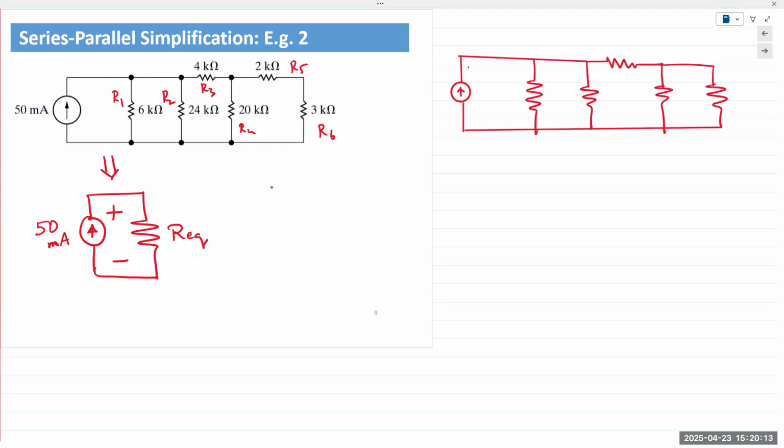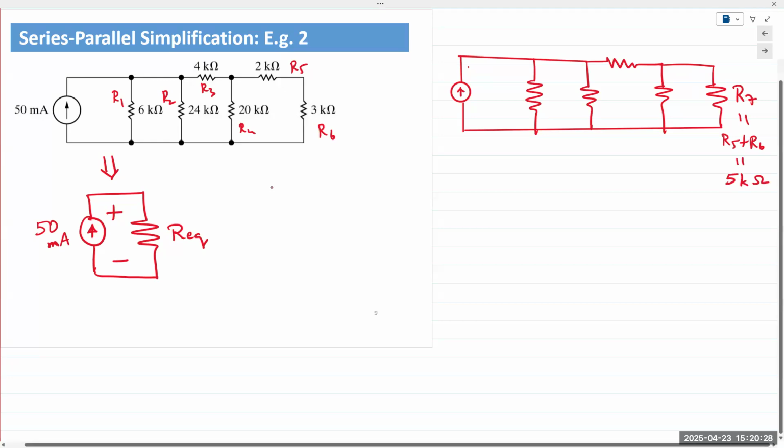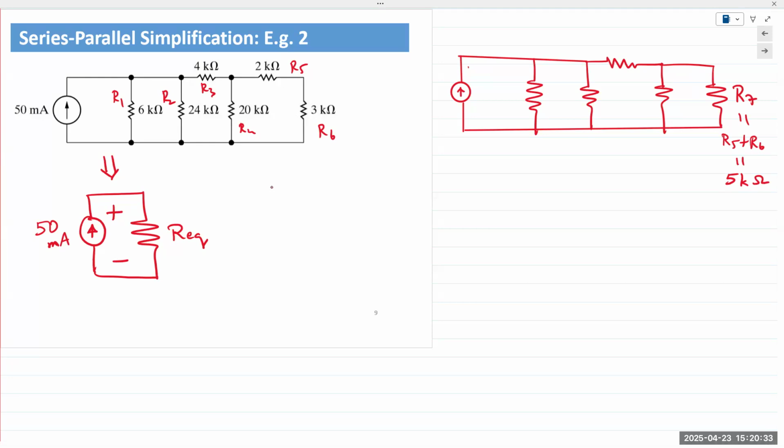Okay. And I'm going to call this R7. R7 is R5 plus R6, which would be 5 kilo ohm, right? 5 kilo ohm. And then we see R7 would be in parallel with R4. So let's call that R8.